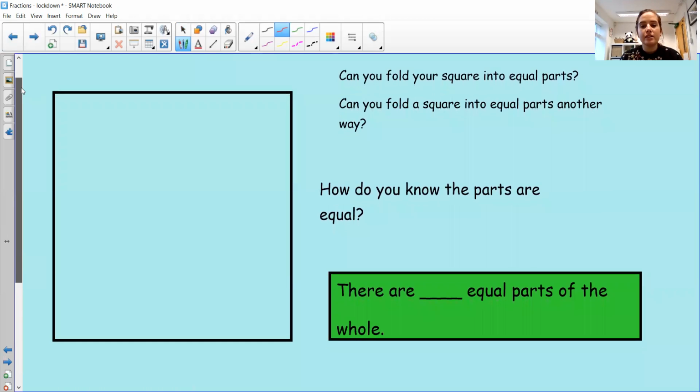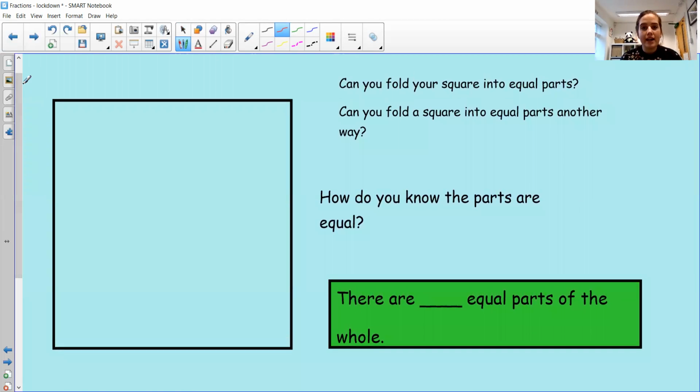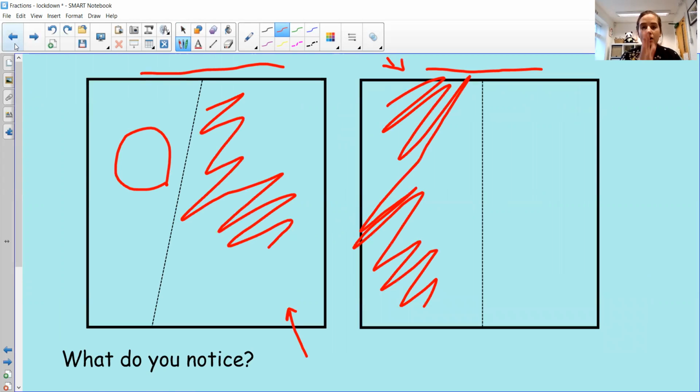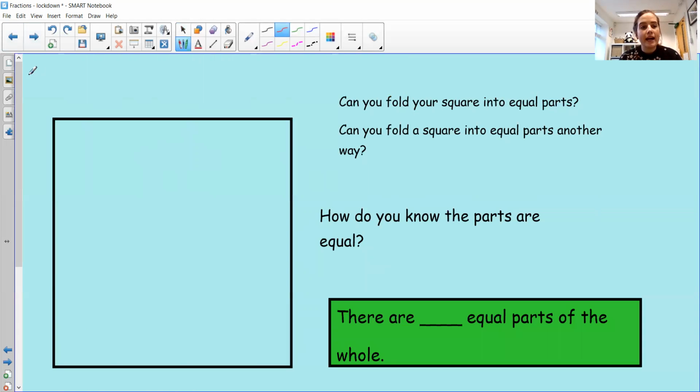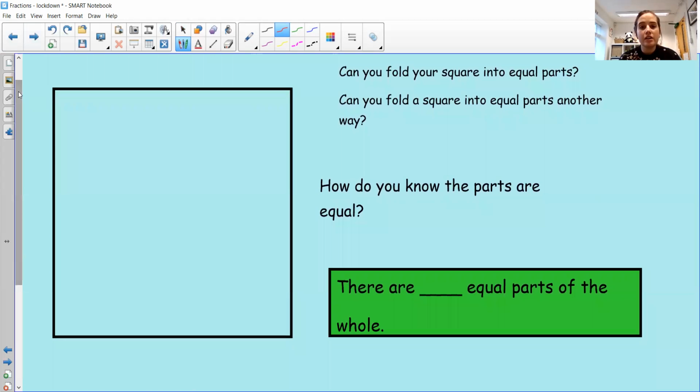Okay, so here's a challenge. Can you fold your square into equal parts? Can you fold your square into equal parts another way? So on this slide, we had it into equal parts this way. And on this square, can you find another way to fold your square? And I will put in a line afterwards when you've had a go. So pause the video now and see if you can cut out a square at home, an equal square, and see how many different ways you can fold it to make them into equal parts.